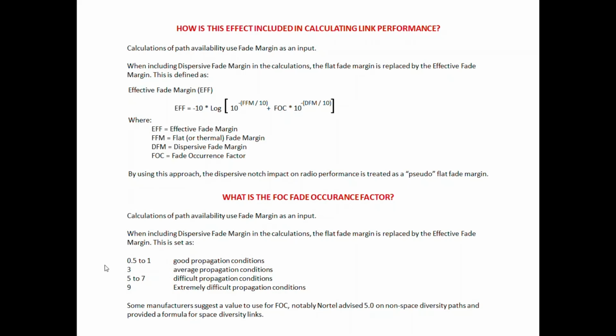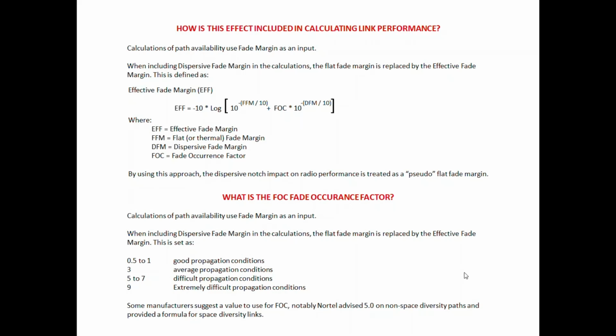For good propagation conditions, the number they say should be between 0.5 and 1. For average conditions, 3. For difficult conditions, 5 to 7. And for extremely difficult propagation conditions, 9. You can go and read about what good, average, difficult, and extremely difficult are, but essentially these are the numbers that you would plug into this effective fade margin formula, which then would end up in your availability calculation.